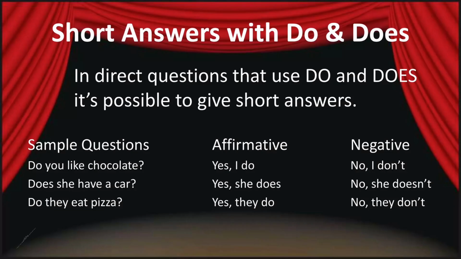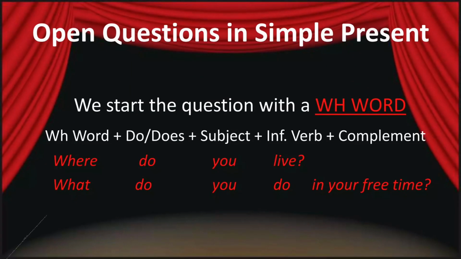In direct questions, we use do and does. It's possible to give short answers. For example, do you like chocolate? Yes, I do. In the simple present tense, open questions are formed by using an interrogative word followed by do or does, depending on the subject, and then the subject and base form of the verb. For example, where do you live?